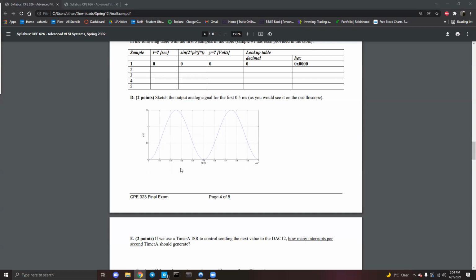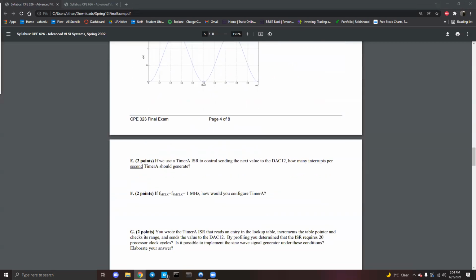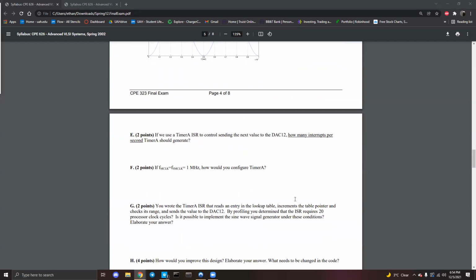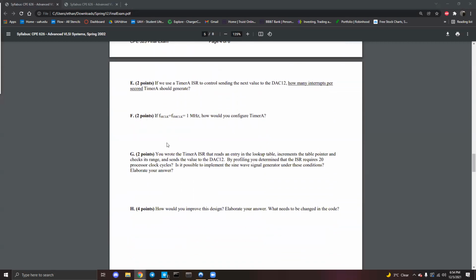Mhm. But you can overshoot it too if you want. But let's see what he says. Yeah, 20,000 a second, easy peasy. That's what he says. No problems there. And he says if frequency MCLK is equal to frequency SMCLK is equal to 1 megahertz, how would you configure timer A?